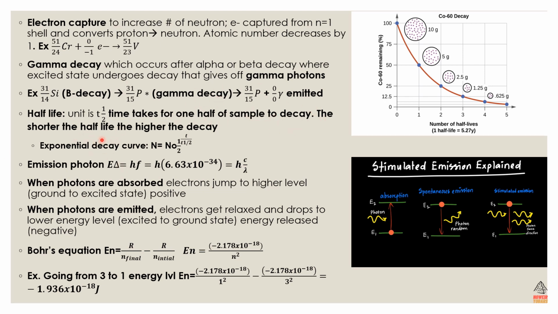Next you have half-life. The half-life unit is t-half, which is the time it takes for 1/2 of the sample to decay. The shorter the half-life, the higher the decay. There's also the exponential decay curve, which is this one.